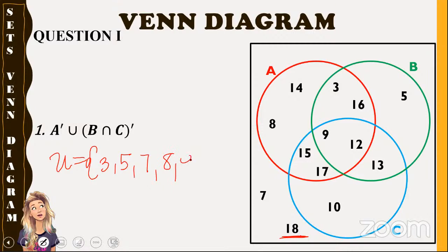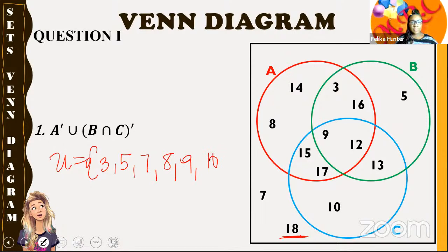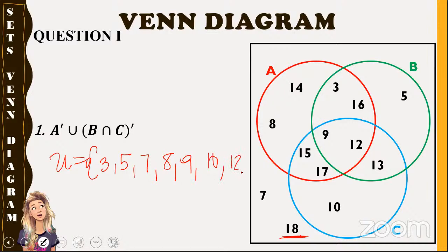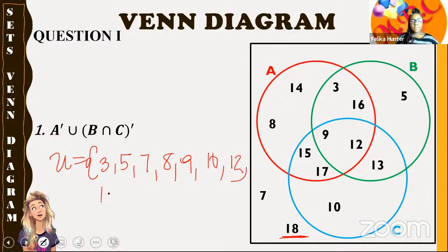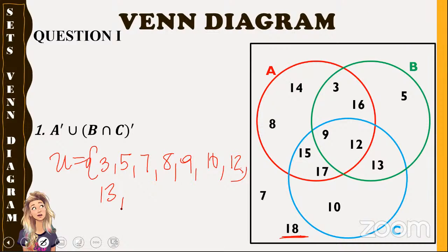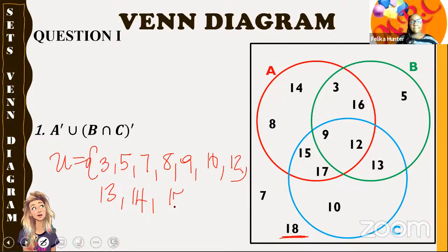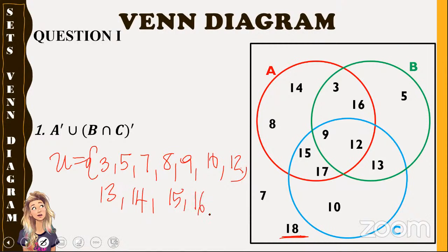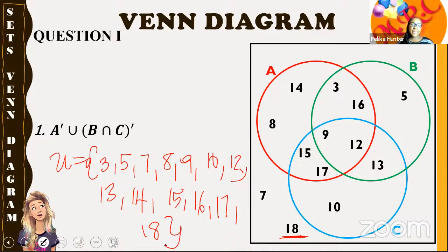Nine, 10, 10, 12, 13, 12, 14, 12, 15, 13, 16, 14, 17, 15, and 18. 16, and 18. All right, good. Thank you both. 17, 18.